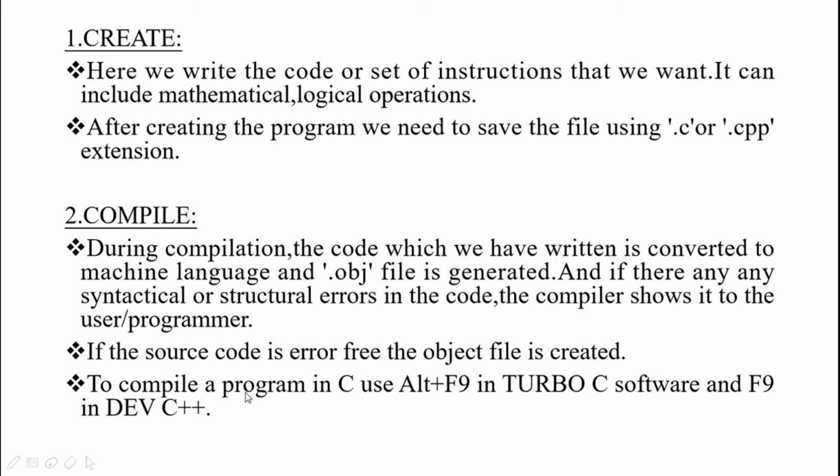To compile a C program, we use Alt F9 in Turbo C software and F9 in Dev C++. There are many softwares where we can write and get the output in C. One is Turbo C and another is Dev C++, and we can use any of these. If you use Turbo C, in order to compile a C program we use Alt F9, and if you use Dev C++, you can use F9 to compile the program which you have written.